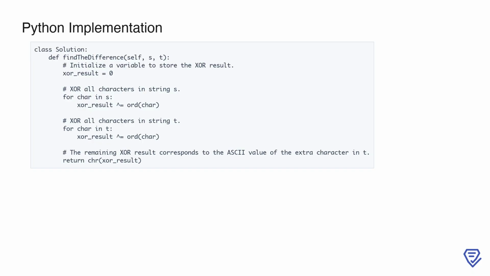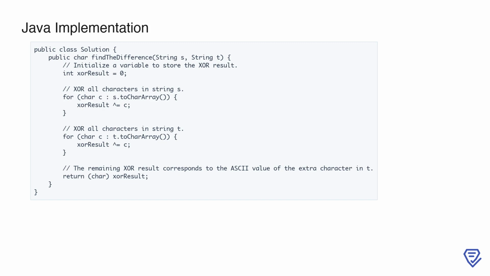This solution is efficient, with a time complexity of O(n), where n is the length of the longer string, t, and a space complexity of O(1), as no extra data structures are used. This is the Java implementation of the find the difference problem. The logic mirrors the Python solution, leveraging the XOR operation to identify the extra character in string t. Key differences include explicit type declarations and the use of Java's char and int types. The solution is efficient with O(n) time complexity, where n is the length of the longer string.